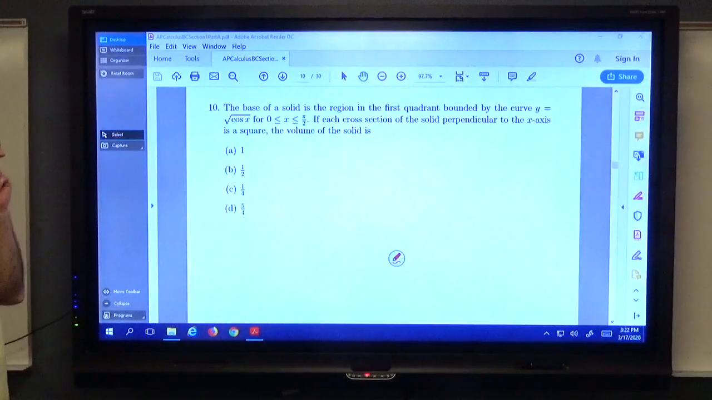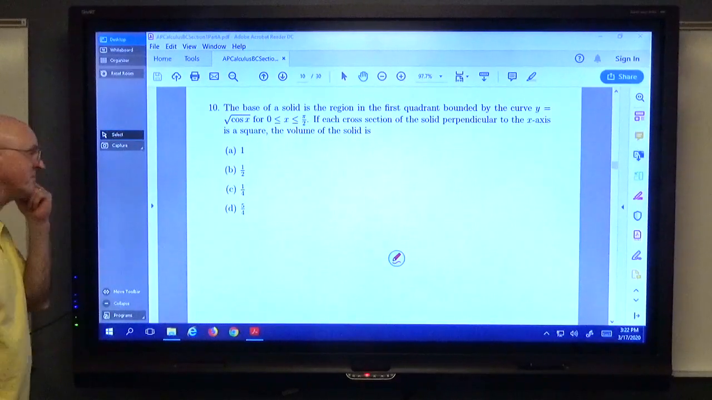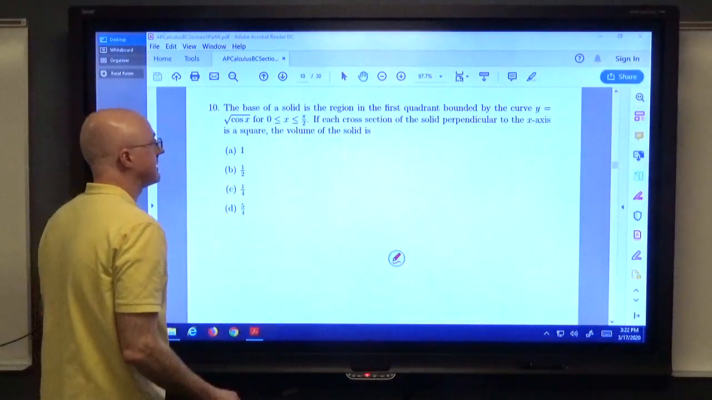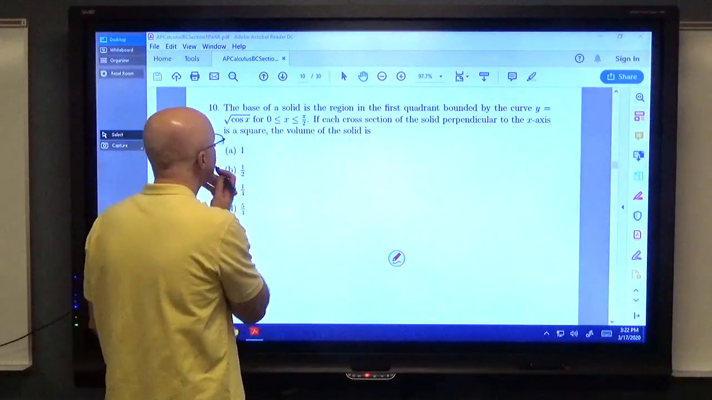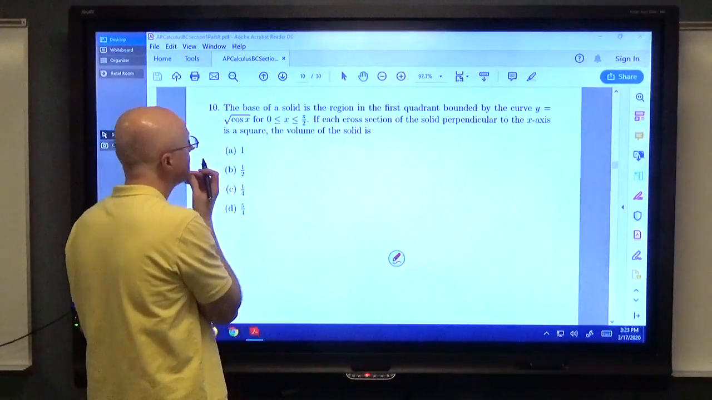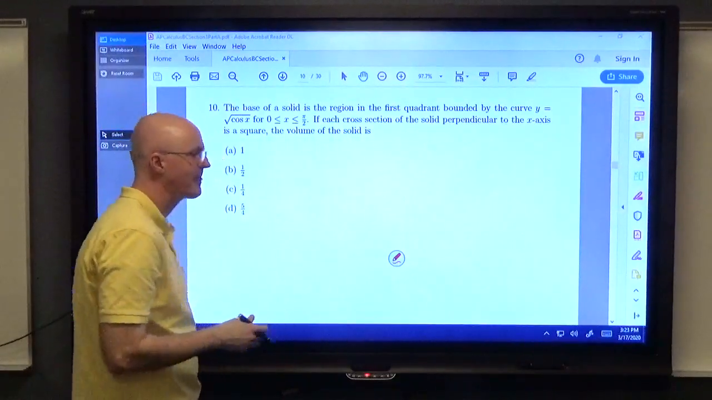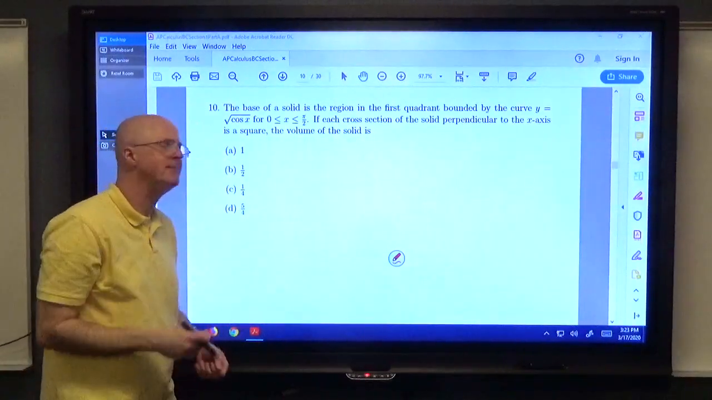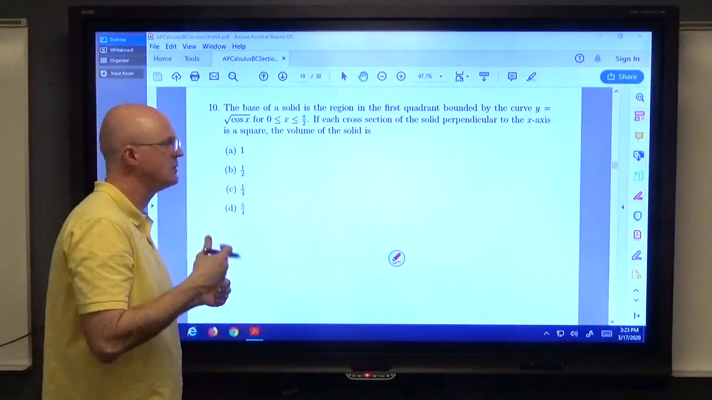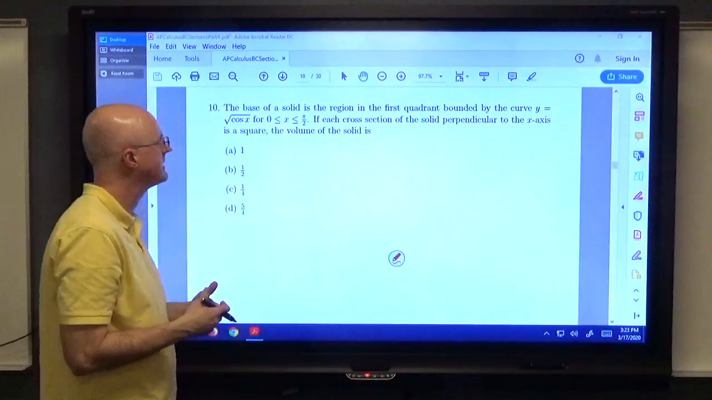Number 10. It's not as hard as it might look at first, though you do need to think clearly about concepts. We've got a solid that's formed by taking a region in the first quadrant and in a third dimension creating a solid whose cross-sections have a certain shape.